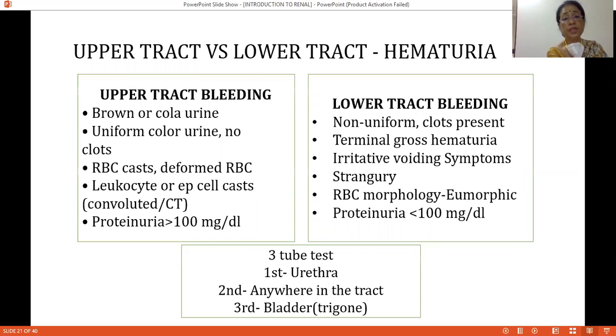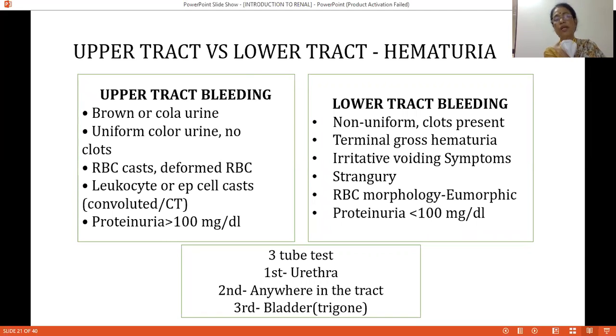So, upper tract, lower tract hematuria, you have to differentiate. These are the differentiating points. Upper tract: it is brown or cola color, uniform color urine, no clot. If you examine, you will get RBC casts, deformed RBCs, leukocyte or epithelial cell casts, and proteinuria will be more than 100 milligram per dl.